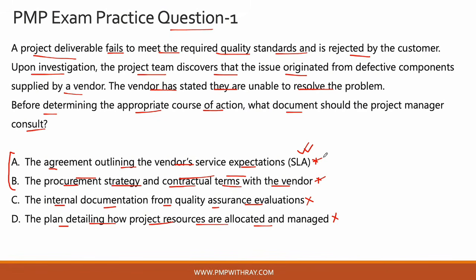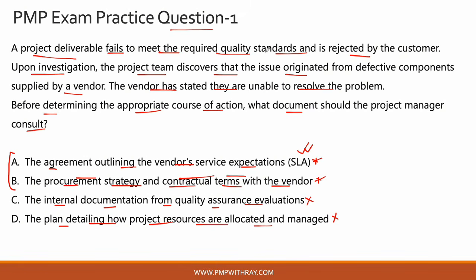Another example of an SLA could be that whenever a delivery comes, it should have a checklist or a quality assurance document supporting the delivery of the product or the service. So it is a very core difference which you need to understand between an SLA and a contractual term or a procurement strategy. Now, if you go back to the original question, the problem is at the very core of the what.